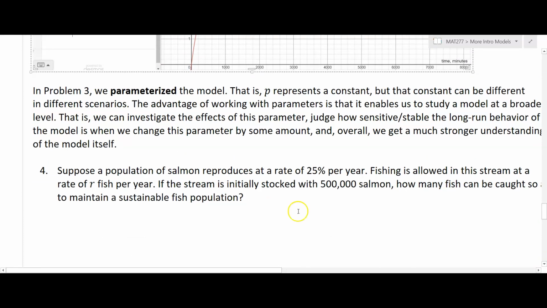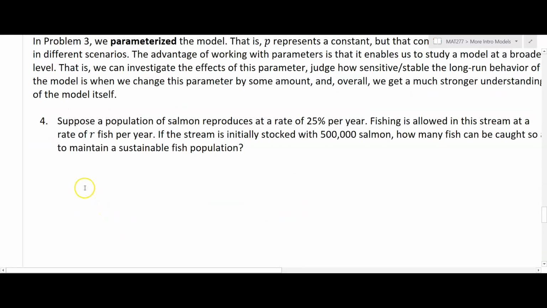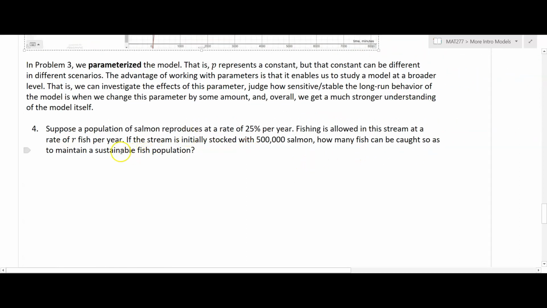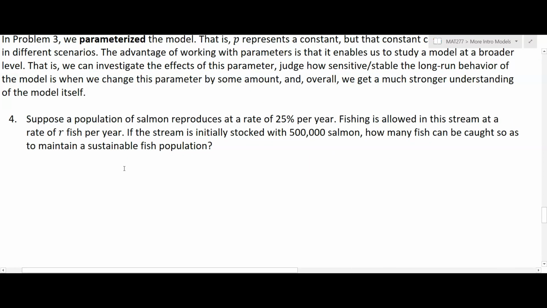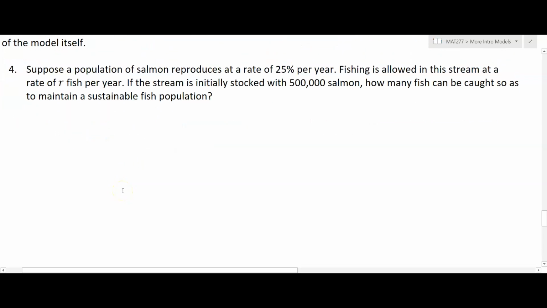So let's look at one more situation, actually two more situations, and then we'll call it a wrap. Suppose a population of salmon reproduces at a rate of 25% per year. Fishing is allowed in the stream at a rate of R fish per year. If the stream is initially stocked with 500,000 salmon, how many fish can be caught so as to maintain a sustainable fish population?